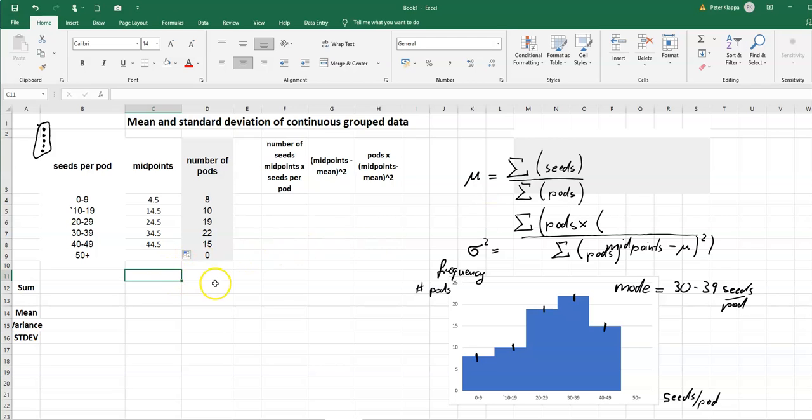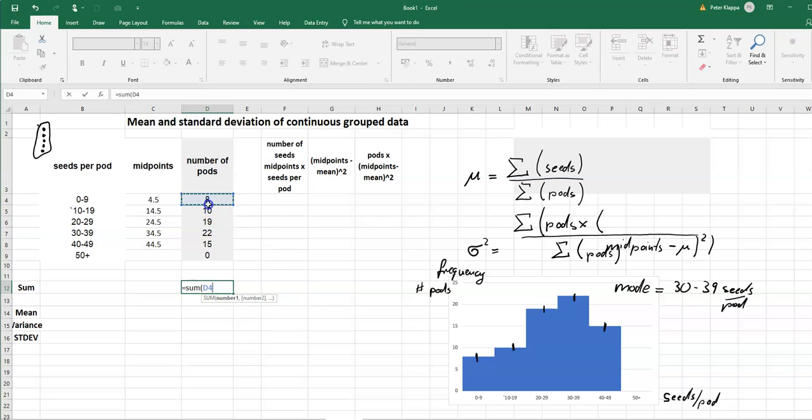So how many pods have we looked at? We just simply sum up the number of pods that we have here with the sum built-in function. So how many pods have we analyzed? We just add them up, and we find that we have analyzed 74 pods here. Okay, so we've got the denominator, the number of pods.